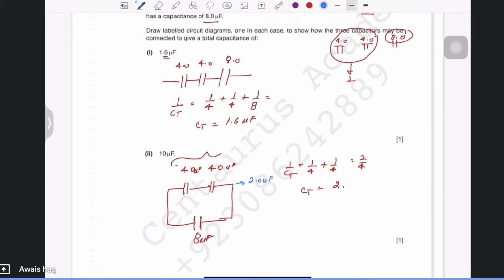And because these two are parallel with this, in parallel we just simply add them. So 2 plus 8 gives me 10. So that's how you will do it. Is it clear? Let me know if you have a question.